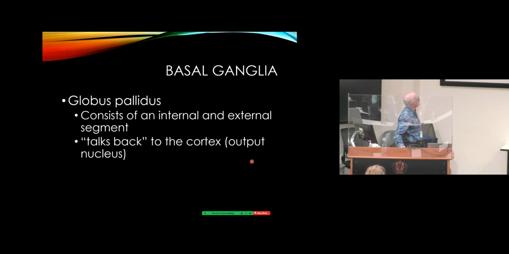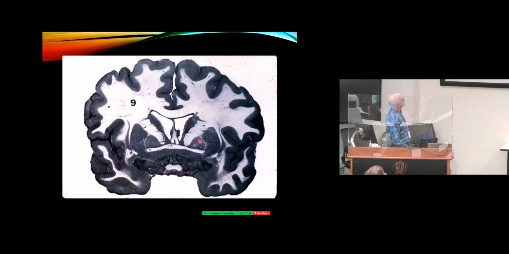Okay, so I mentioned when the brain talks to the basal ganglia, it talks to the striatum. When the basal ganglia does its thing, talks back to the motor cortex of the brain, the output nucleus is the globus pallidus. Okay, that's as big of a picture as we can make it for now.